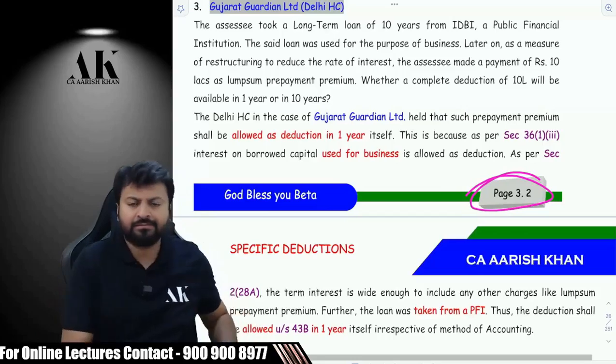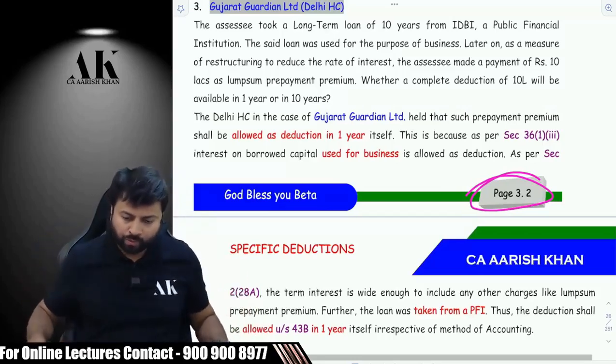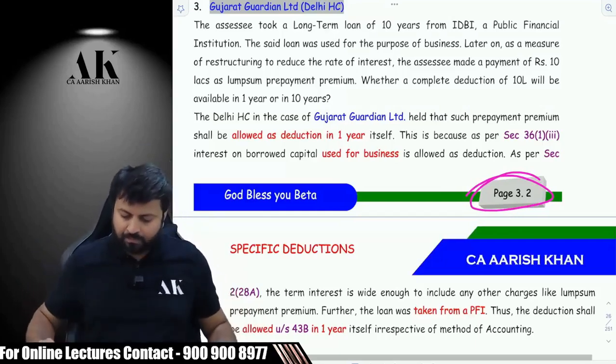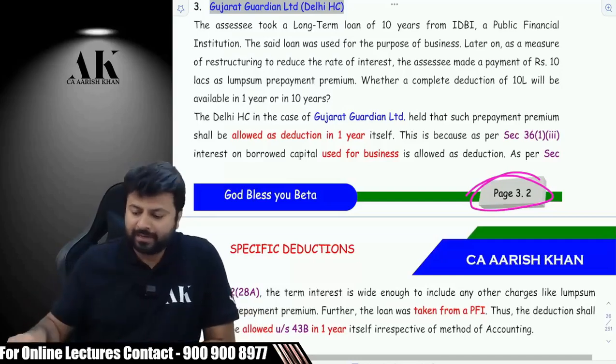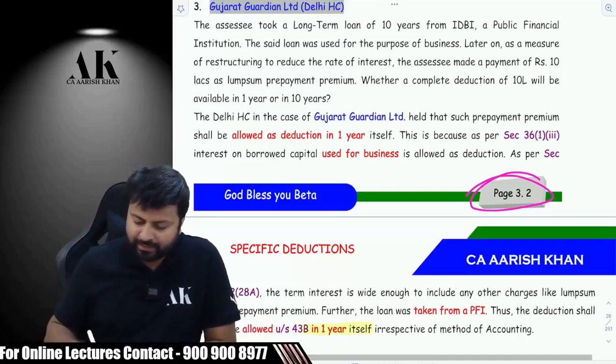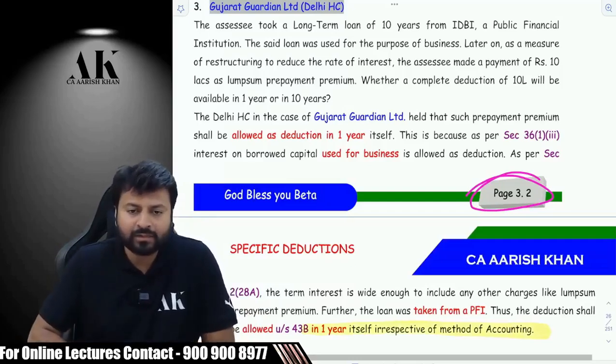Is it clear? Sir, why did you just mention "irrespective of method of accounting" at the last, sir? Because otherwise one would say, the question which is asked by Palani, why is it written that irrespective of method of accounting? Because one would say that I am following the mercantile system. Why should I get the deduction on accrual basis?